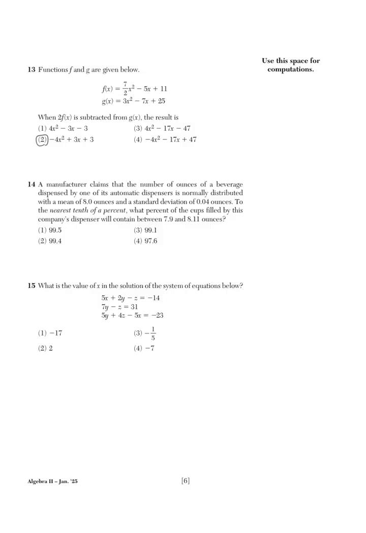Okay, so it says when 2 f of x's. So in other words, I have to take this and I'm going to multiply by 2. So I'm going to distribute that 2 through every term there. So when I do that, 2 times 7/2 is 7x squared minus 10x plus 22. So there's your 2 f of x.